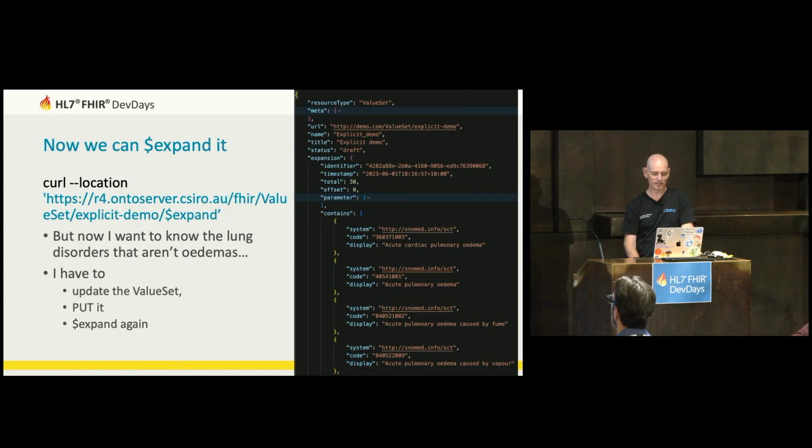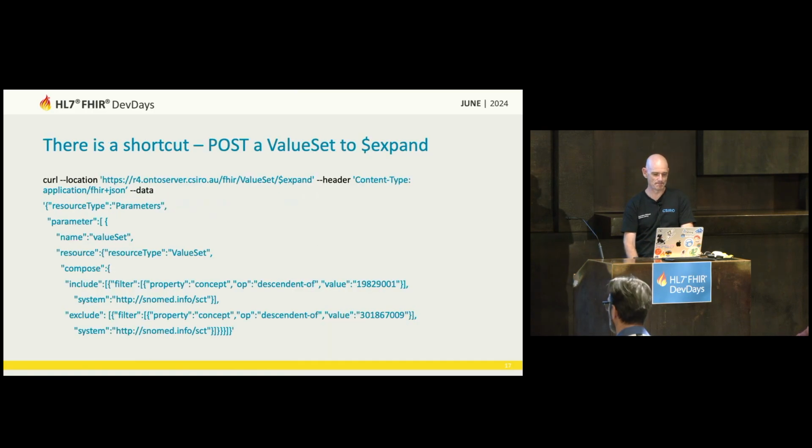So one way to do that is I could update that value set that I just created, put it over the top of the last version, or create a whole new value set, I suppose, and then expand it again. And that's all a bit tedious. There is a shortcut to that that's existed for a long while, which is I can actually post a value set to the expand operation.